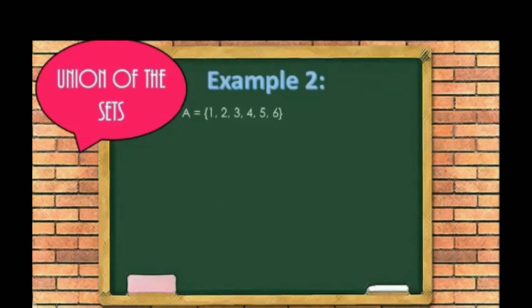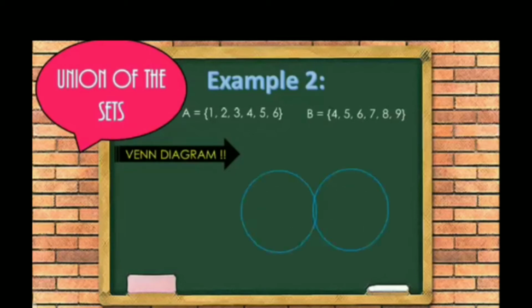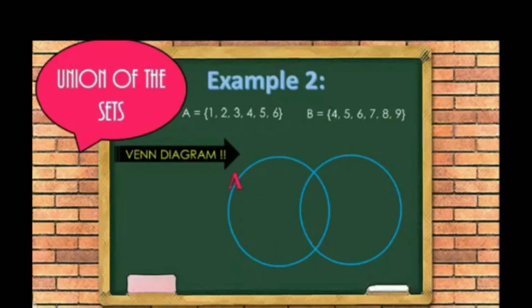Example number 2. We have the elements of A 1, 2, 3, 4, 5, and 6. And the elements of B 4, 5, 6, 7, 8, and 9. We're going to use the Venn diagram. So we have two circles. This is for the elements of A, and this is for the elements of B. And the center are the common elements. Now we're going to identify first the common elements. So we have 4, 5, and 6. Now we're going to write the common elements at the center. So we have 4, 5, and 6.